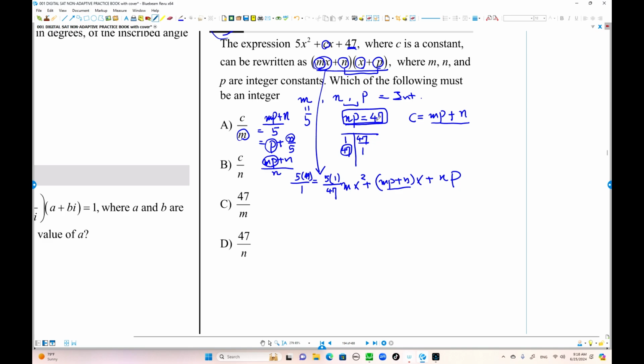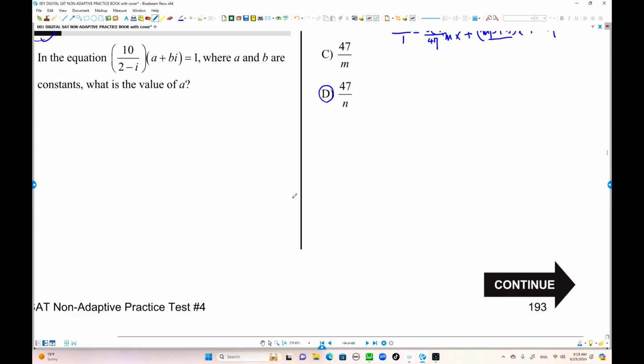Okay? What is this one? n is an integer, p is an integer. When you divide by n over here, p is also an integer, right? 47 over n is an integer, or 47 over p is also an integer. Okay, that is definitely correct. That's right. Choice D is the answer, okay?